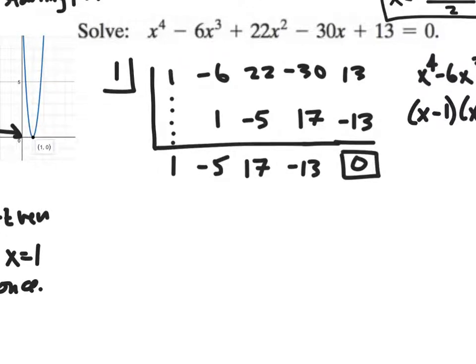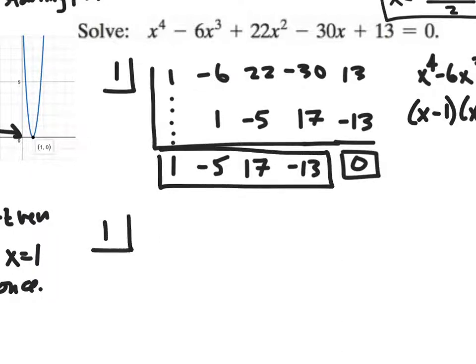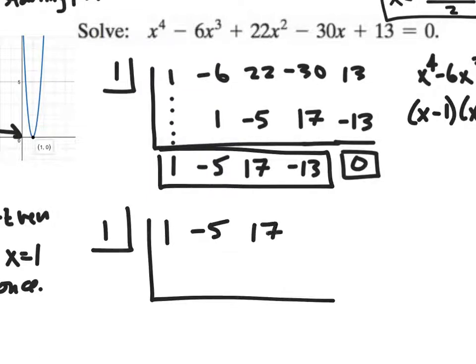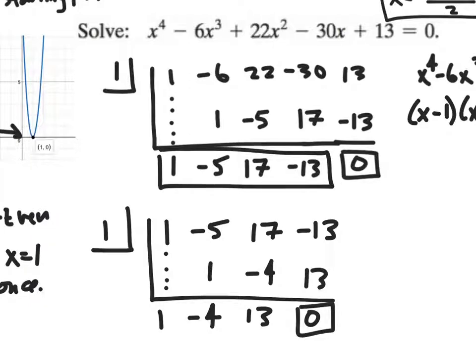And I'm going to do synthetic division on this part here. 1 is my divisor, okay, and I've got 1, negative 5, 17, and negative 13. So drop down the 1. 1 times 1 gives me 1. Negative 5 plus 1 gives me negative 4. 1 times negative 4 gives me negative 4. 17 minus 4 gives me positive 13. 1 times 13 gives me 13. And add those together, we get a remainder of 0. Okay, so this works.